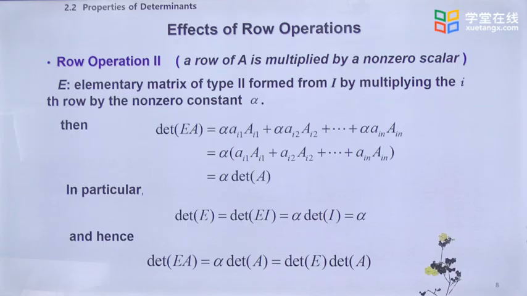And hence, we also have the determinant of EA equals alpha times the determinant of A, which equals the determinant of E times the determinant of A. So for a type 2 elementary matrix, the determinant of EA also equals the product of the determinants of these two matrices, the determinant of E times the determinant of A.